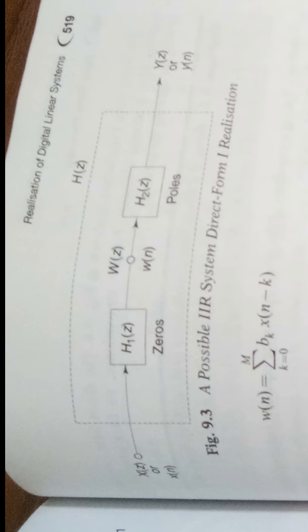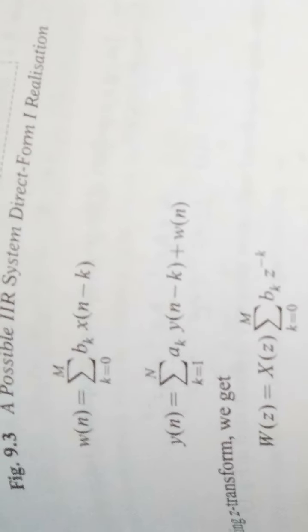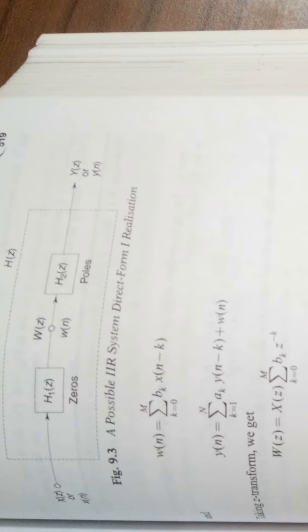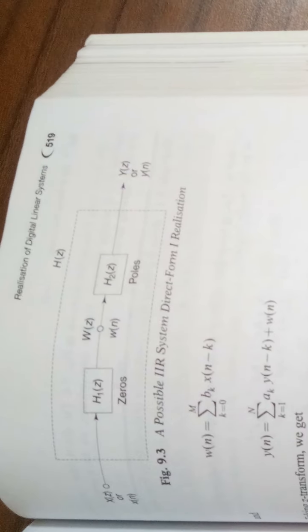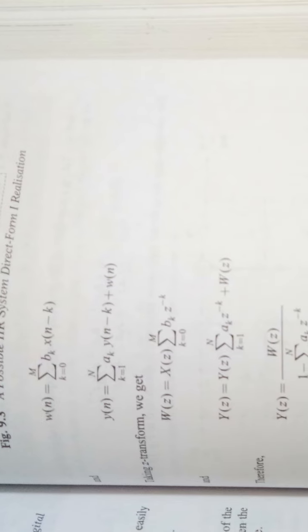And the w(n) equation is the sum over k equal to 0 to M of b_k x(n minus k), and if we take the transformation, y(n) is equal to the sum over k equal to 1 to N of a_k y(n minus k) plus w(n). This is the equation of y(n) derived from this block diagram, and there are two terms. One is w(n) and the other, y(n minus k), is the delayed one.